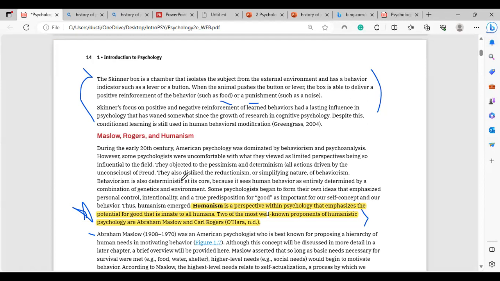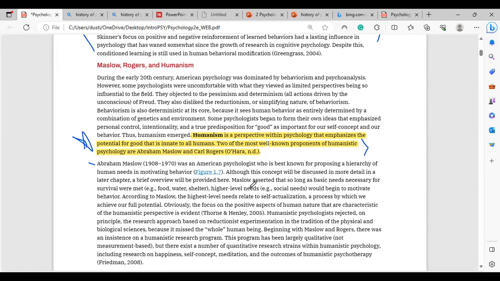Okay, so Maslow. Abraham Maslow, Rogers, and humanism. Humanism has got to be one of my favorites, and Carl Rogers is because of really what it is, and working to understand more about the human being. So humanism is a perspective within psychology that emphasizes the potential for good that is innate to all humans. Two of the most well-known proponents of humanistic psychology are Abraham Maslow and Carl Rogers. And I would say Abraham Maslow and the hierarchy of needs is one of my next favorite. When you think about the history of psychology and those key people, those two right there are my favorite.